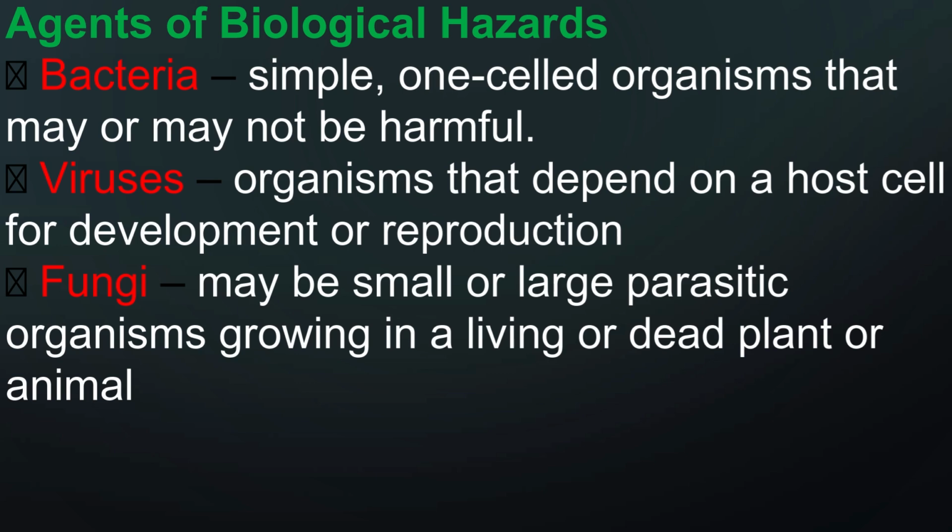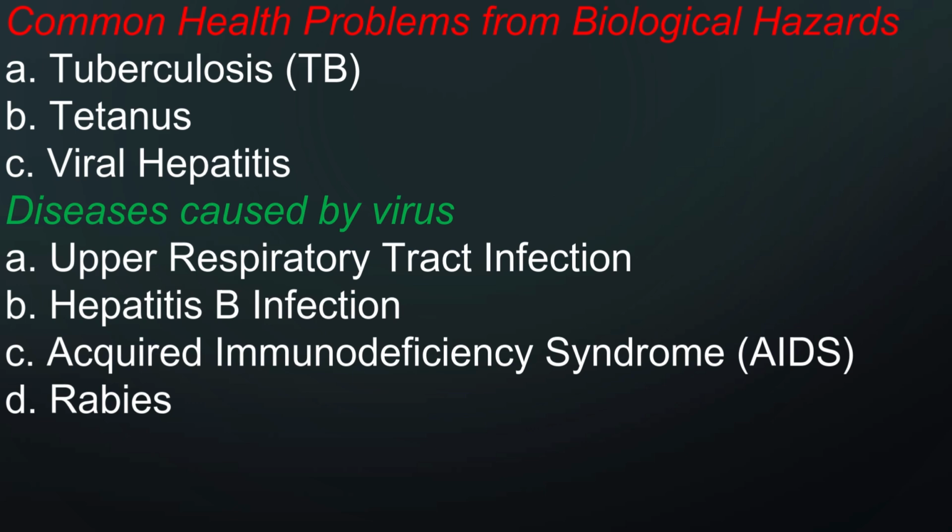Lastly, fungi. These can vary greatly in size and form, ranging from small molds to large mushrooms. Fungi can be parasitic, affecting both living and dead organic matter. This versatility means they can thrive in various environments, sometimes leading to health issues. Understanding these agents is the first step in recognizing potential hazards and safeguarding our health. Let's now delve into some common health problems associated with biological hazards. These are quite significant due to their impact on both individuals and communities.